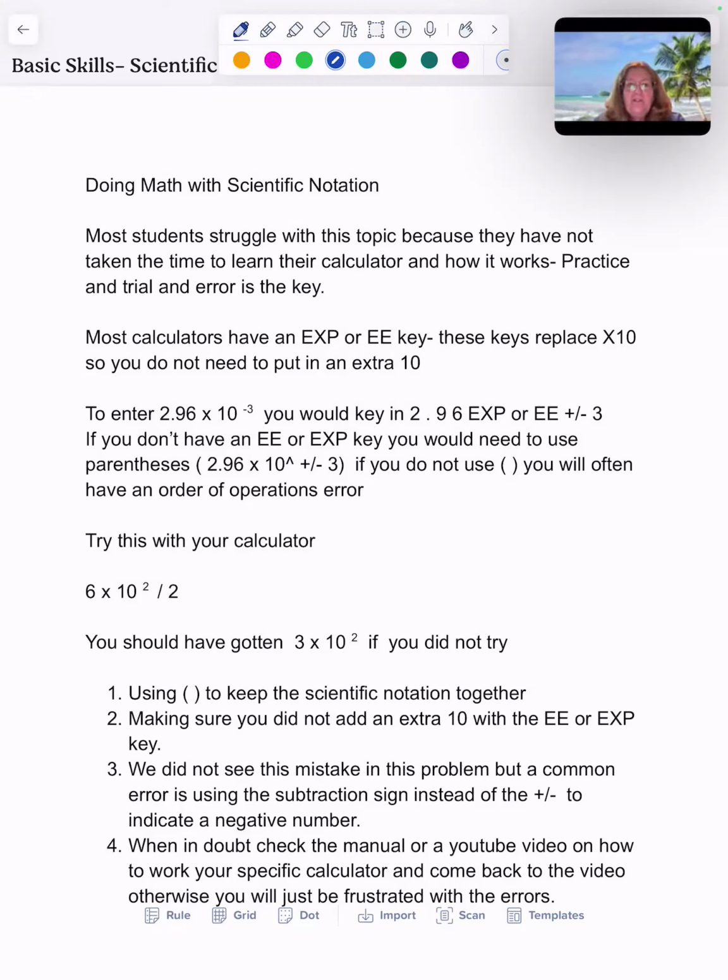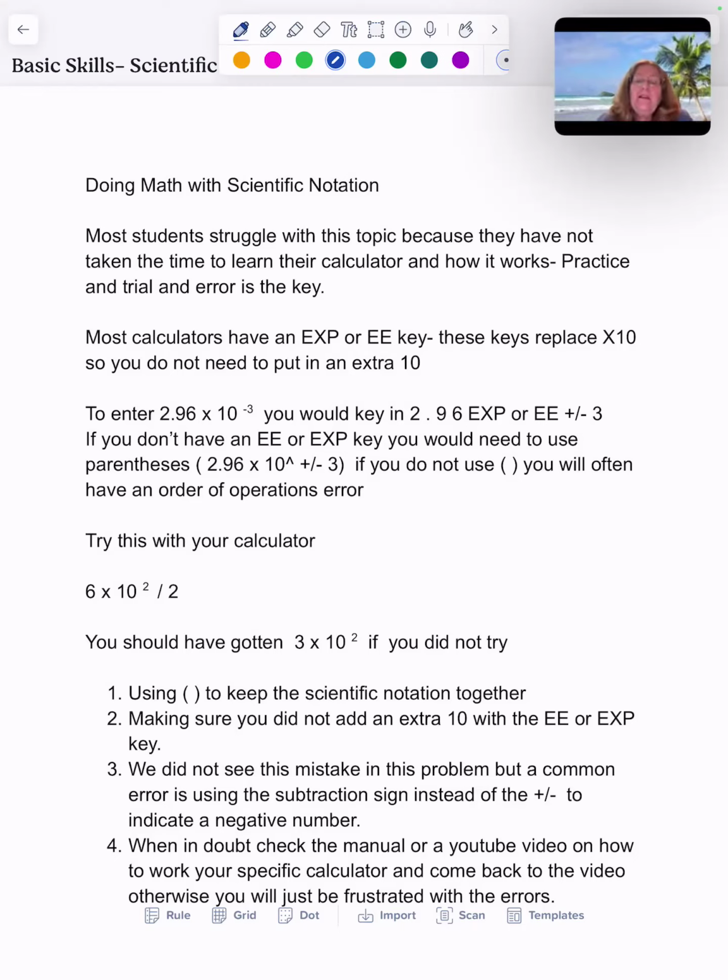Each calculator is different, so I can't say these are the exact keystrokes you're going to use. You've got to figure out your calculator. I personally use a TI-84, looks like this. I don't know if you can see it. It's just sort of a basic calculator. Mine has an EE button. Yours may have an EXP button, or you may have a caret button that you use to raise an exponent. The key here is to make sure you don't add an extra 10.